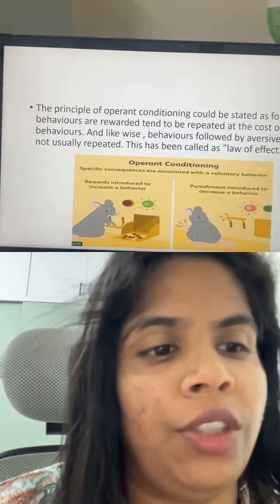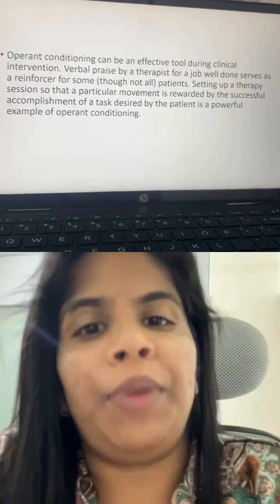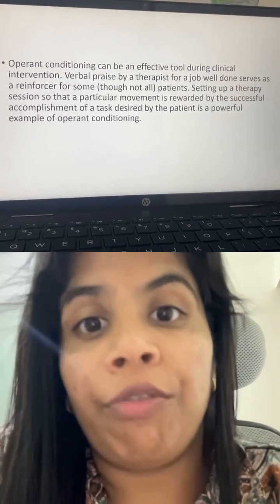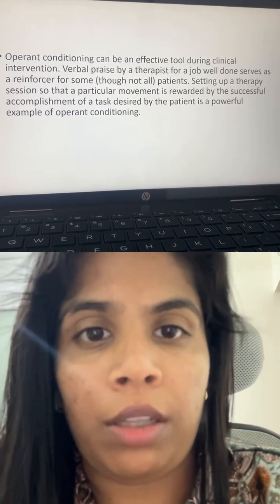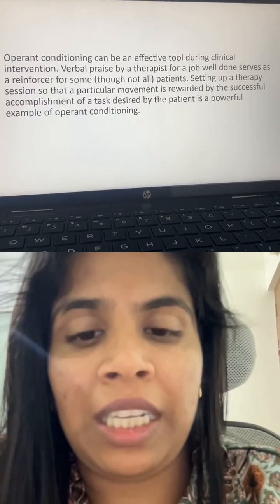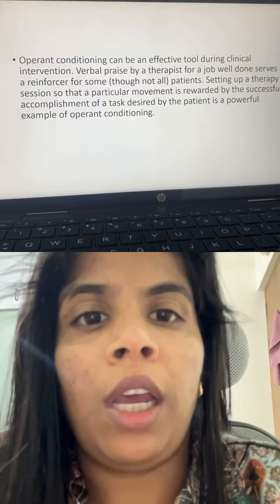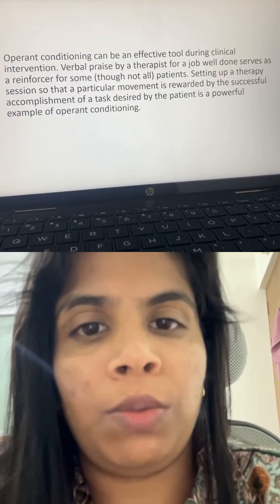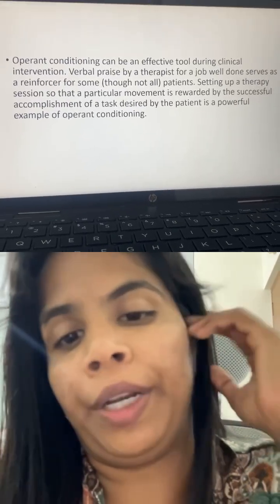for operant conditioning. As we have already discussed, operant conditioning can be an effective tool in clinical intervention. If we give verbal praise to the patient when he has done a very good job, then that process will be learned, and that reinforcement which he has acquired will go on through the therapy. We usually reward pediatric patients for successful accomplishment of a task desired by the patient. These are examples of operant conditioning.